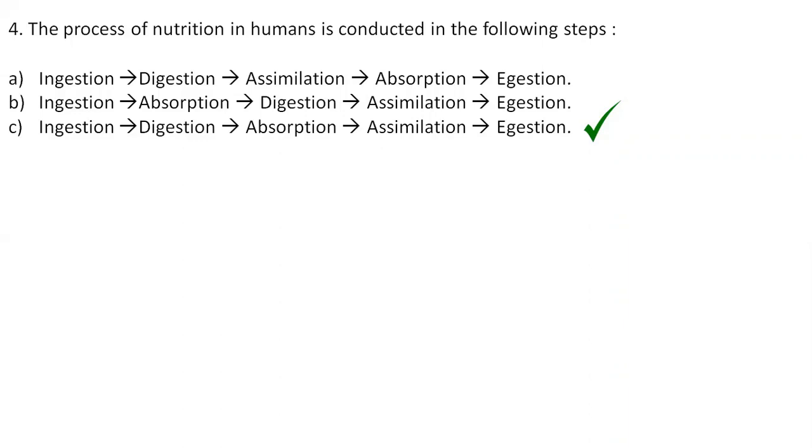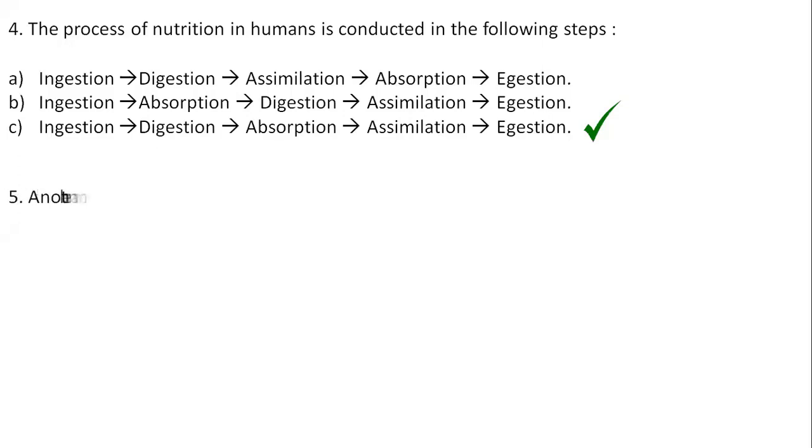Absorption means soaking up or else consumption. That is, all the digested food is being absorbed by the blood. And then comes the step assimilation, which means utilization of the digested and absorbed food by the body cells. And the last is egestion, which is the process of eliminating the undigested food through the anus. So I hope you are clear with this.